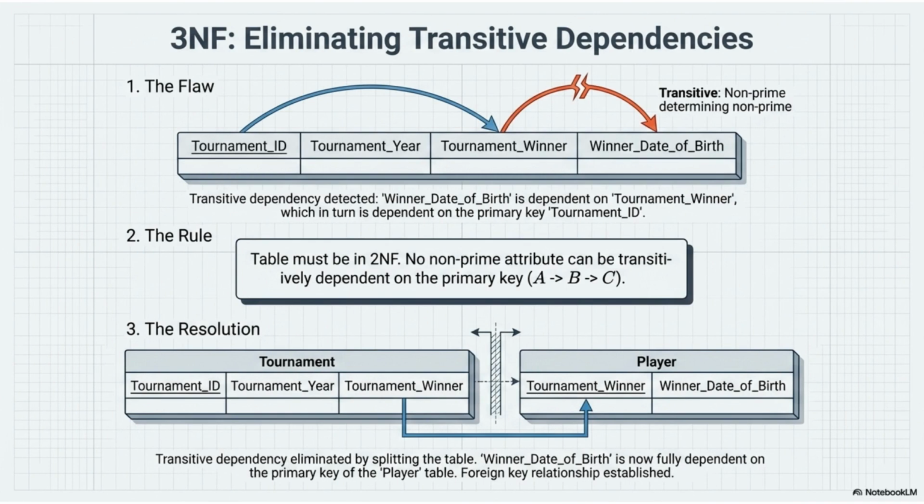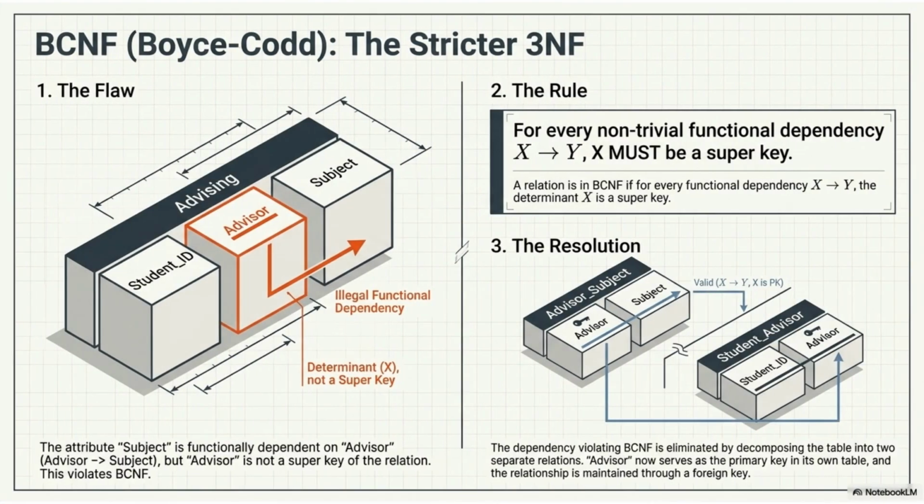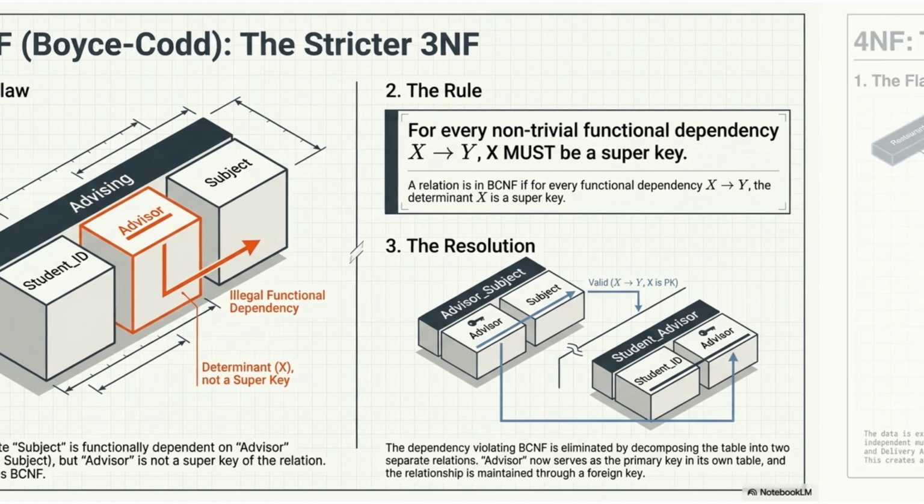3NF targets transitive dependencies. It ensures non-prime attributes rely directly on the primary key, avoiding indirect relationships that complicate data. BCNF, or Boyce-Codd, is a stricter 3NF. Here, for every non-trivial functional dependency, the determinant must be a superkey.